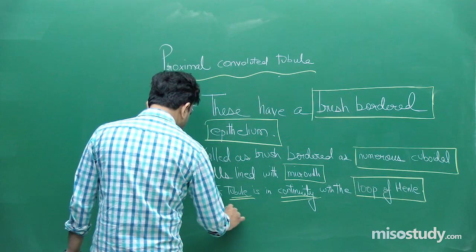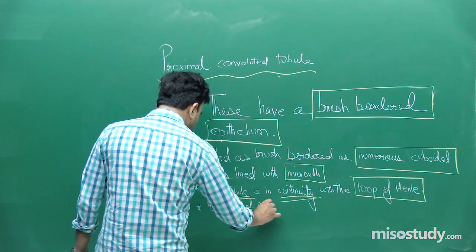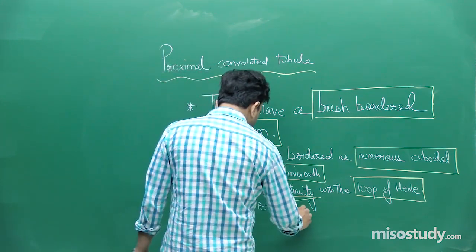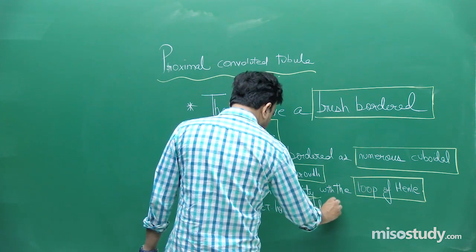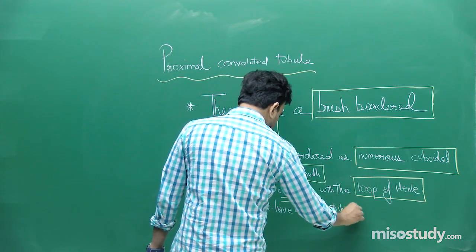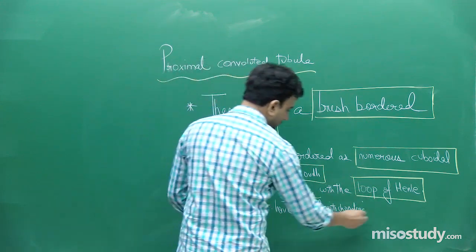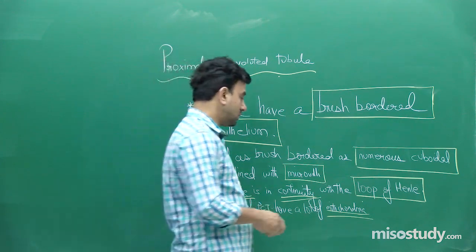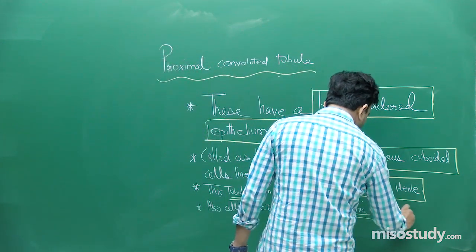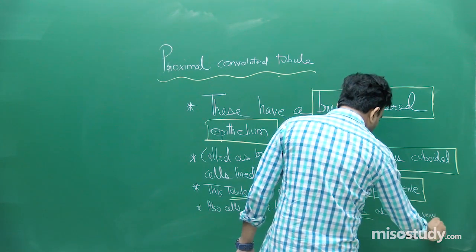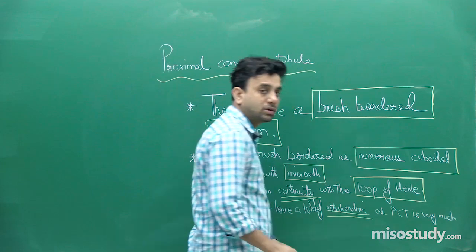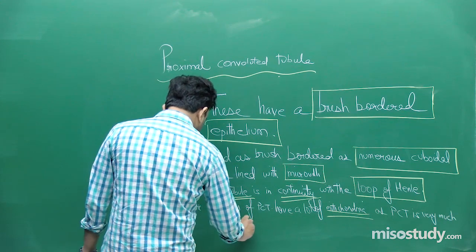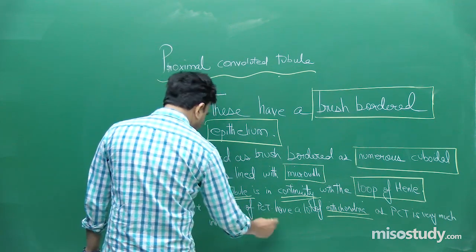Also, cells of the proximal convoluted tubule have a lot of mitochondria, as the PCT is very much involved in active absorption.